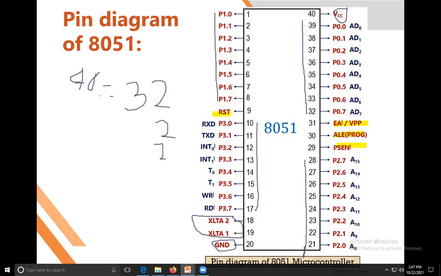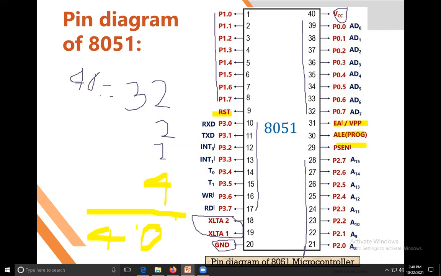Understood? So if anybody asks how many pins: 40 pins. How to divide the 40 pins? 32 pins for the 4 ports, 2 pins for VCC and ground, 2 pins for the crystal oscillator connection, and 4 pins are separate pins. So remember, if in a practical examination they ask you to give the 40 pin explanation, you say: 32 pins for the ports, 2 for ground and VCC, 2 for the crystal, and 4 for the different pins.